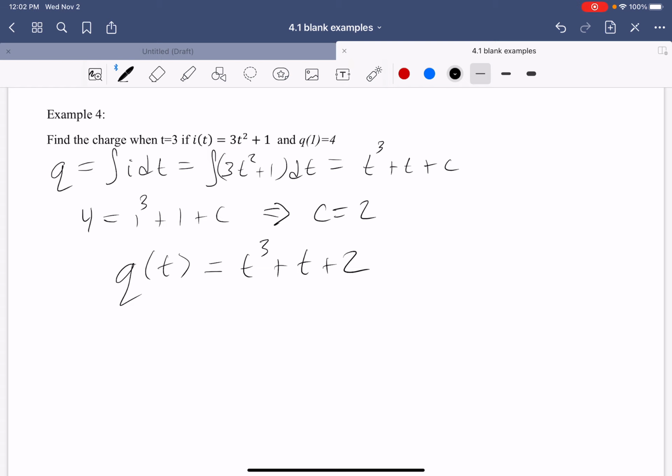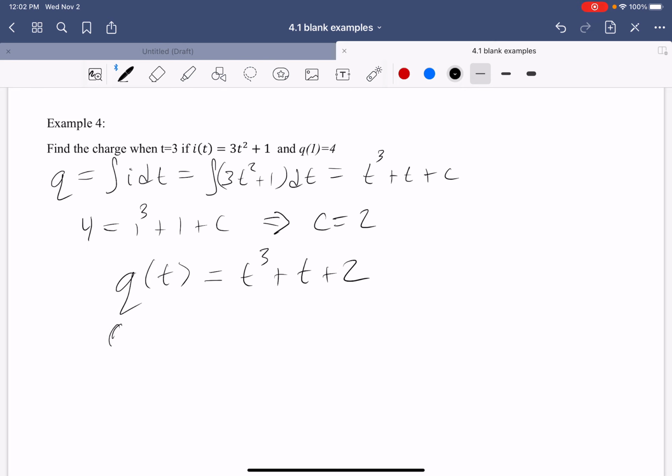Then we need to evaluate q of 3. It says find charge when t equals 3. So we're going to evaluate q of 3. 3 cubed plus 3 plus 2 is 32 coulombs.